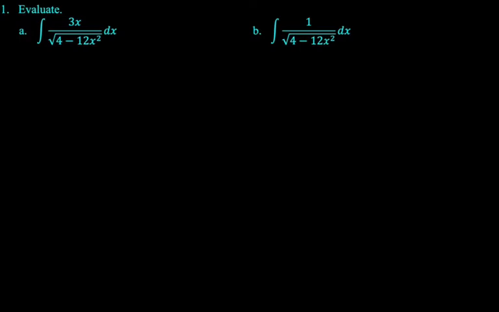Number one, we want to evaluate the integral of 3x over the square root of 4 minus 12x squared. And then we want to integrate 1 over the square root of 4 minus 12x squared. They're similar problems, but slightly different, and that's why we're doing them together.